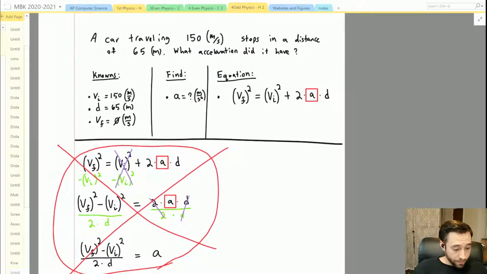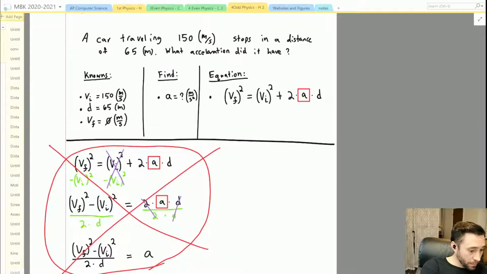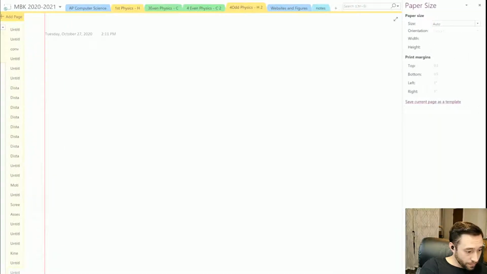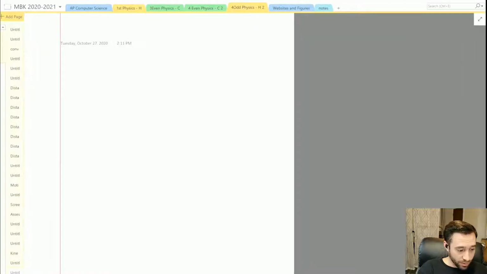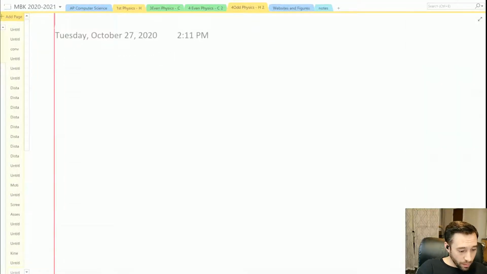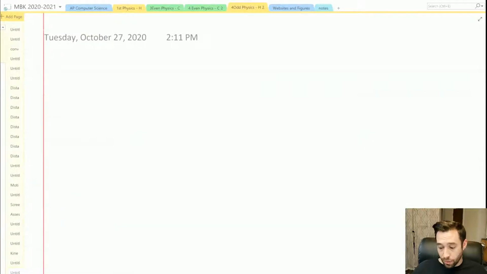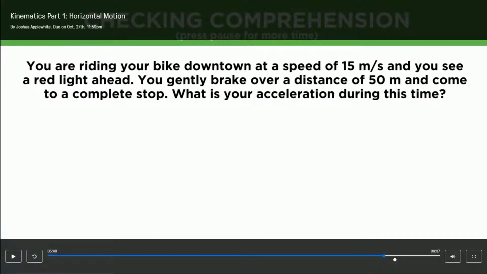Okay. So how about this? And I'm making this so I can post this online for you guys. All right. So let's go through this here. This is from the Edpuzzle. So if I'm riding a bike downtown with a speed of 15 meters per second and you see a red light ahead, you gently brake over the distance of 50 meters and come to a complete stop. What is your acceleration during this time?